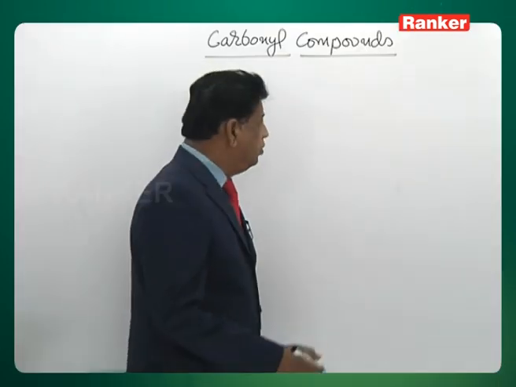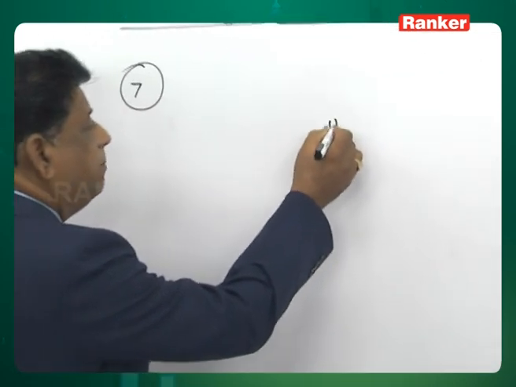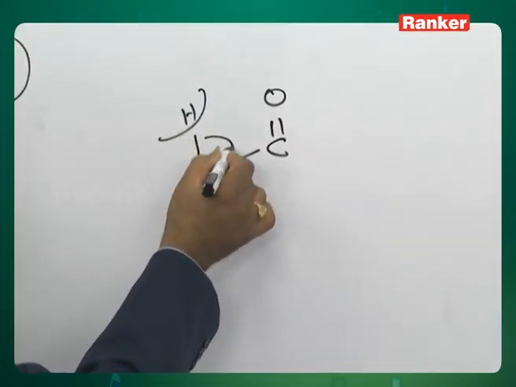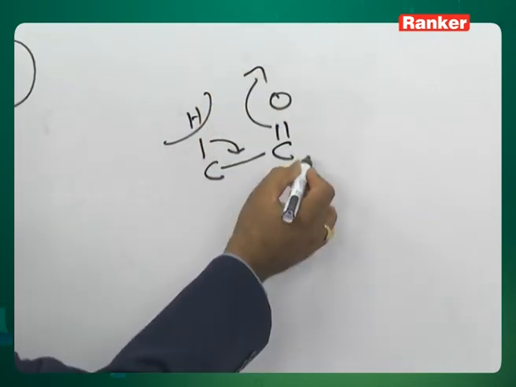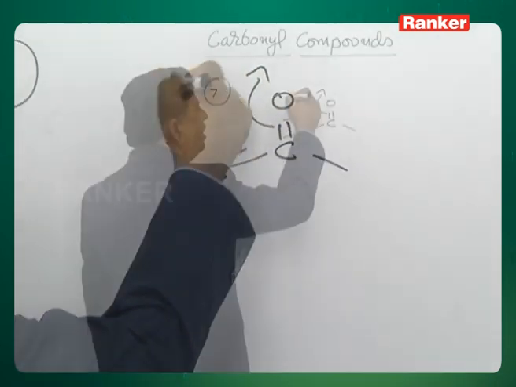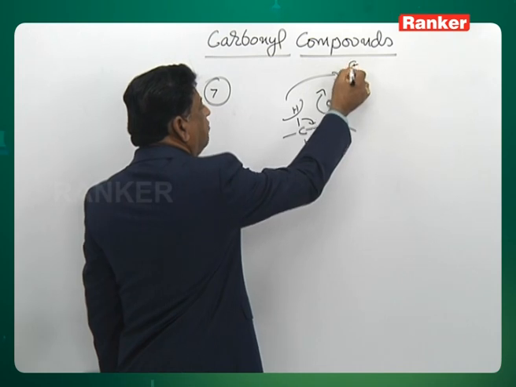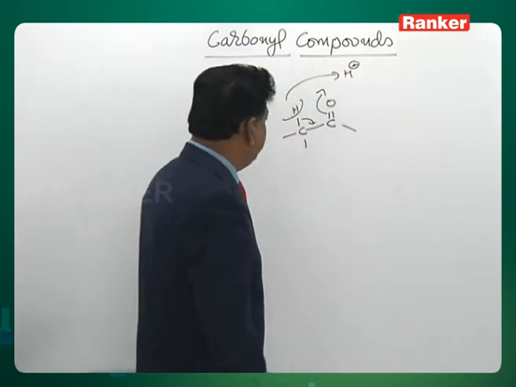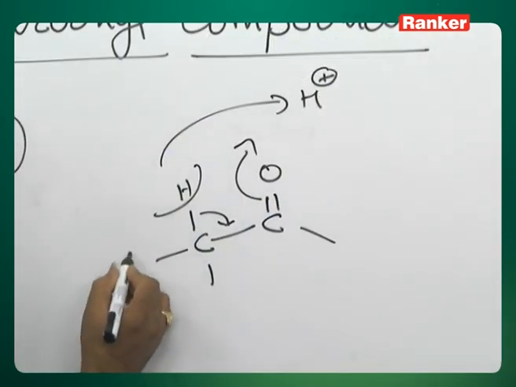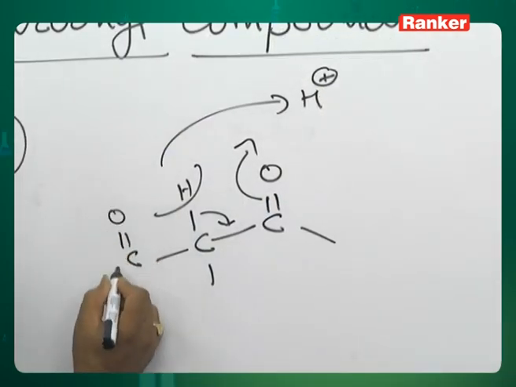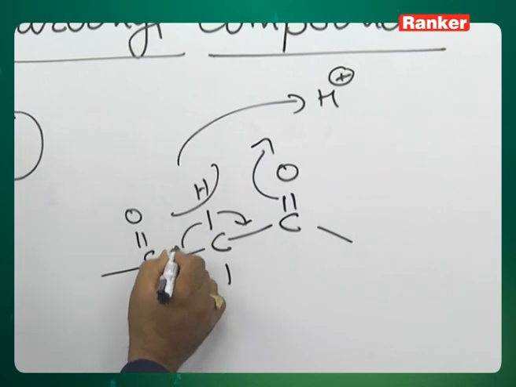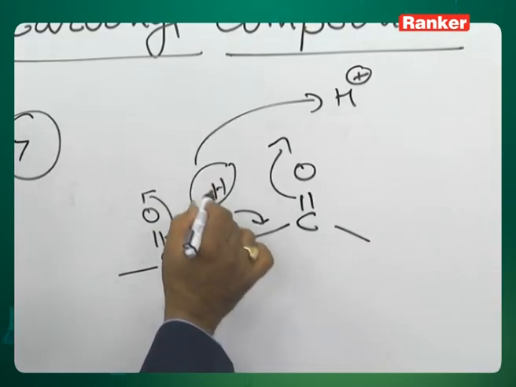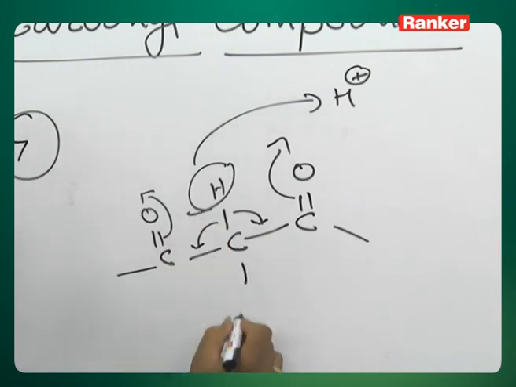So this carbonyl group, whenever it is attached with a hydrogen, this hydrogen will show the hyperconjugation and can be given out as H plus. So the alpha hydrogen present in the carbonyl compounds is known for the acidity. However, if this carbon is attached in between two carbonyl groups, this can show the hyperconjugation on either side. So this particular hydrogen is called active hydrogen. This is called active hydrogen.